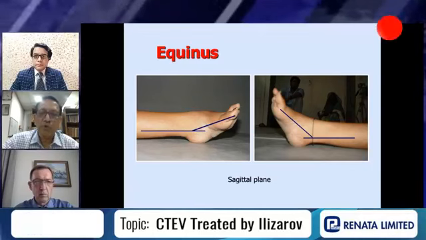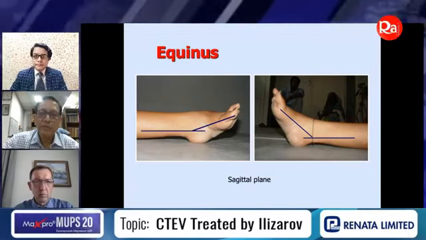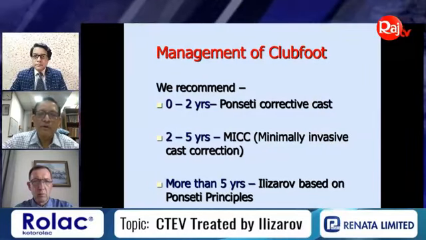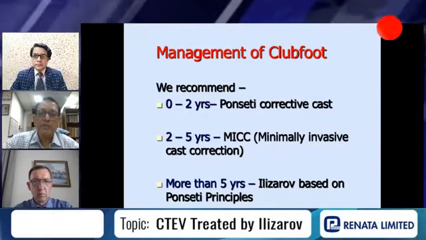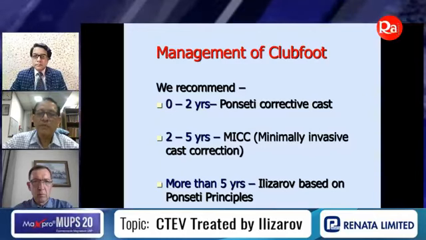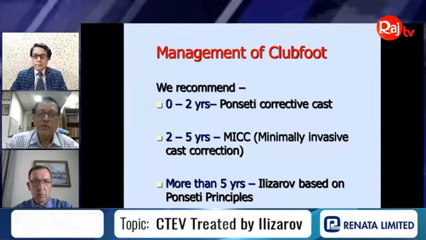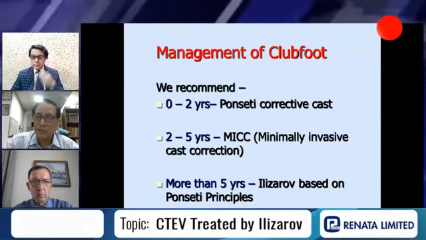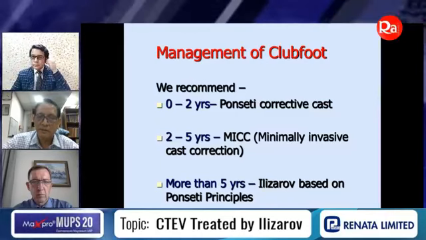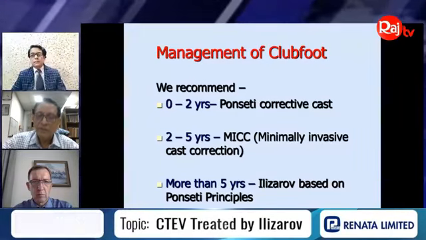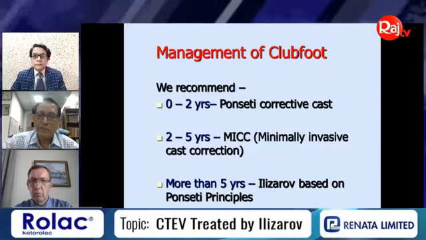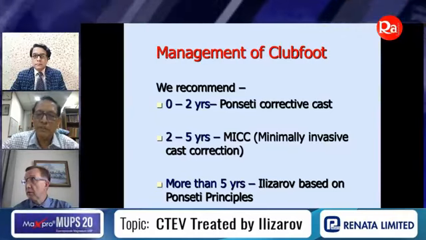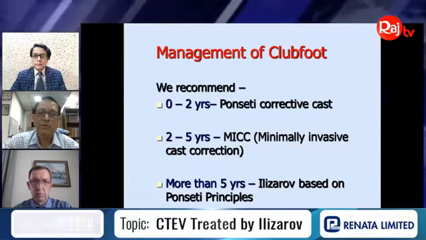We always take photographs from various angles and we measure how much the deformity is. We have made our own protocol: from 0 to 2 years, we can correct with the Ponseti corrective cast. Then from 2 to 5 years, we have developed MICC, minimum invasive cast correction, and I will show the cases. For more than 5 years, Ilizarov based on the Ponseti principles. They accept that for atypical clubfoot, we can start after 1 year or 2 years. That was told by Dr. Bari.